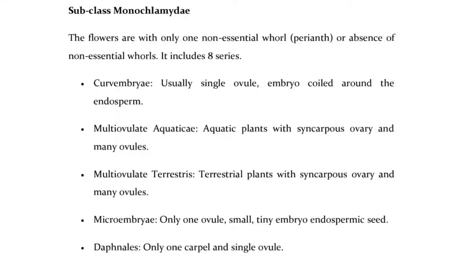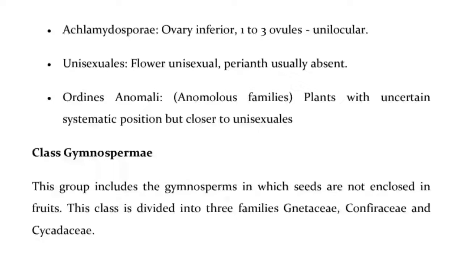It includes 8 series. Curvembryae: usually single ovule, embryo coiled around the endosperm. Multiovulate Aquaticae: aquatic plants with syncarpous ovary and many ovules. Multiovulate Terrestres: terrestrial plants with syncarpous ovary and many ovules. Microembryae: only 1 ovule, small, tiny embryo, endospermic seed. Daphnales: only 1 carpel and single ovule. Achlamydosporae: ovary inferior, 1-3 ovules, unilocular. Unisexuales: flower unisexual, perianth usually absent. Ordines Anomali: anomalous families, plants with uncertain systematic position but closer to Unisexuales.